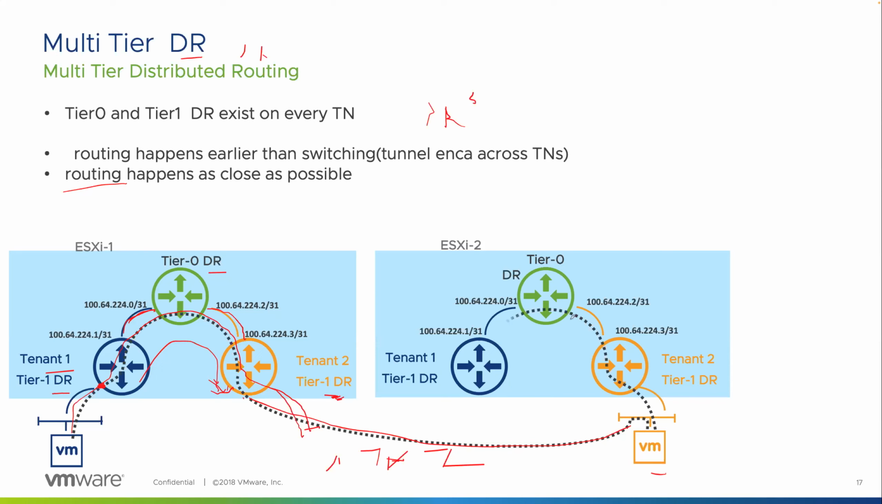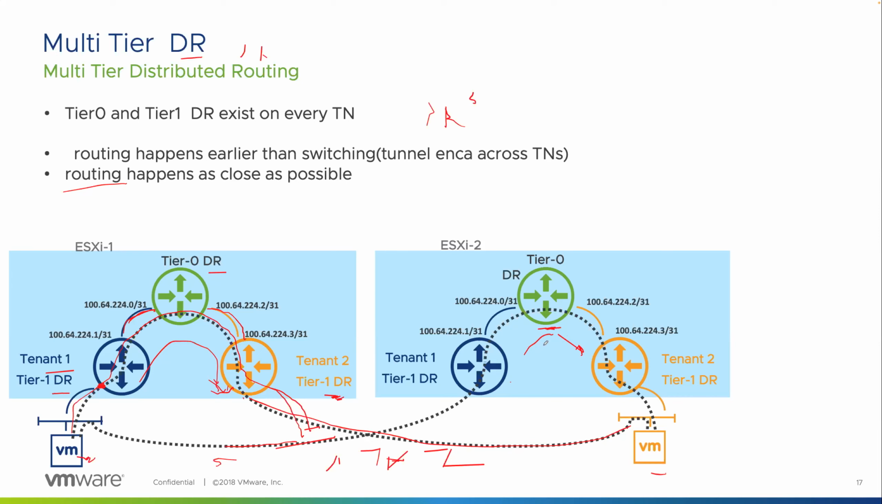In another direction, the same thing happens. Routing happens earlier than switching. So they use the closest routers for routing function. Then the last step is tunnel encapsulation or switching to the final destination, which is blue VM.